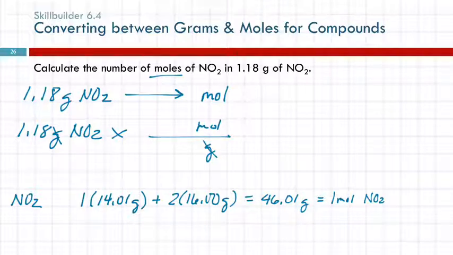So this molar mass is a conversion factor. It's going to be different for different compounds. And it's not just given anywhere because there's about 3 kajillion different compounds. There are books that list them all, but they're not very useful. It's better to just have the periodic table and calculate it. So 1 mole, 46.01 grams. 1 mole weighs 46.01 grams. So I have 1.18 times 1 divided by 46.01.